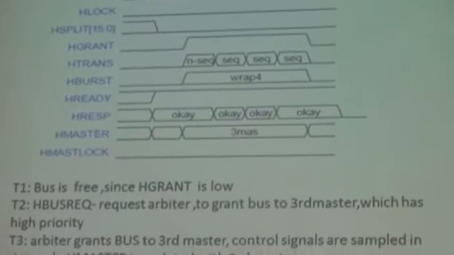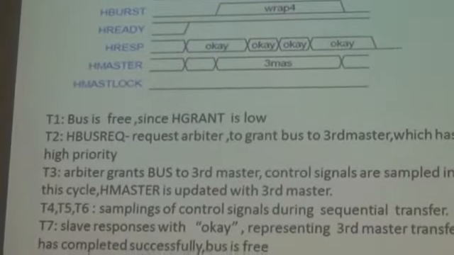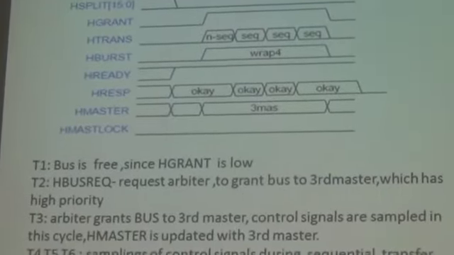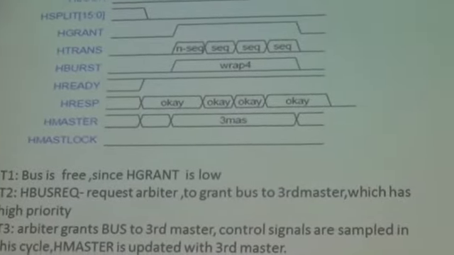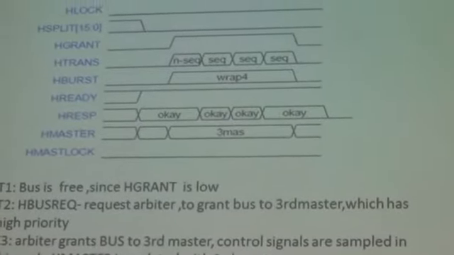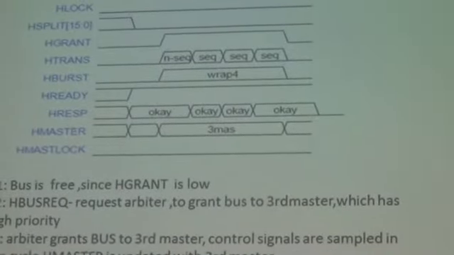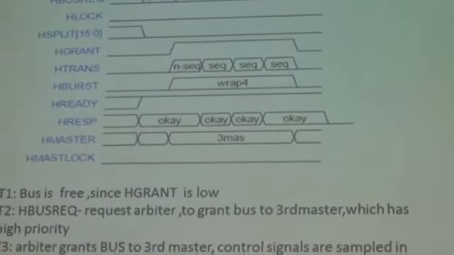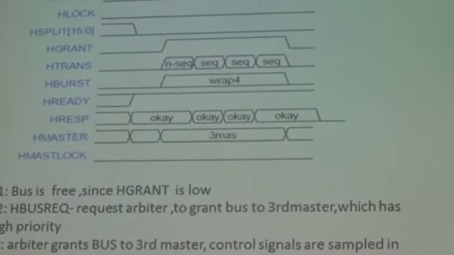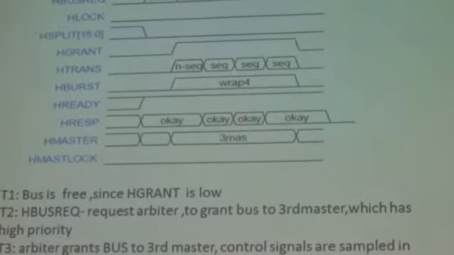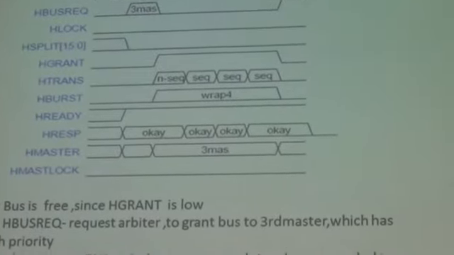In T4, T5, T6, since it is a sequential transfer, there are continuous transfers, and it is a burst of WRAP4. That means there are 4 transfers, and it is a WRAP4 type burst. Even though it is a sequential transfer, we know that each burst starts with a non-sequential type. So it has 4 transfers: one non-sequential, then sequential, sequential and sequential, which is a WRAP4.